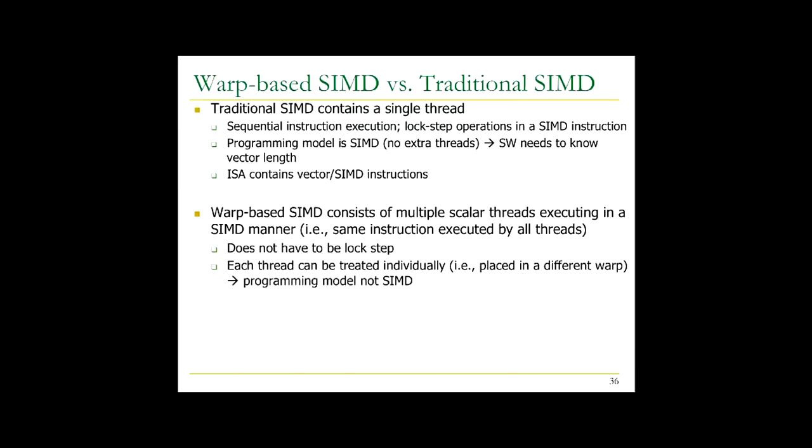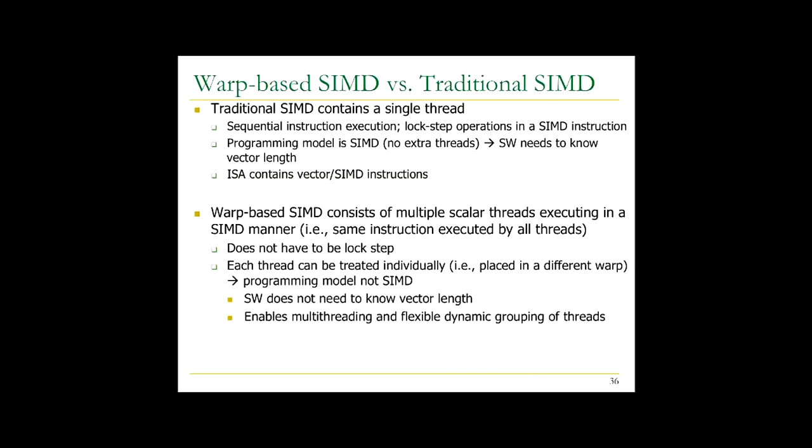Meaning that it can be placed in a different warp. So the programming model is really not SIMD, and software doesn't need to know the vector length because there is no vector in the end. So this enables multi-threading, and this enables flexible dynamic grouping of threads. We've talked about multi-threading, and we're going to talk a little bit more about this dynamic grouping. But the ISA is scalar in the end.